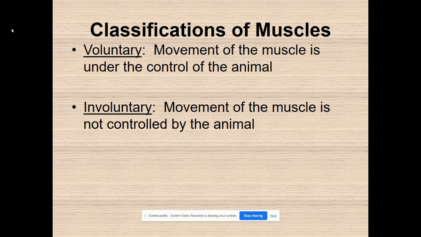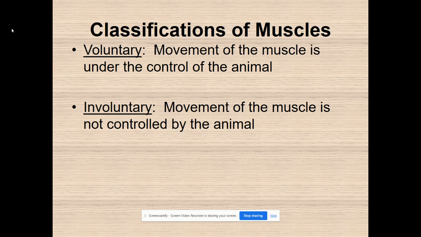When we classify muscles in animals, and this goes for humans as well, we typically classify them as voluntary and involuntary. A voluntary muscle is the muscles I engage if I reach my arm out and punch you in the nose. I thought about that, I controlled my muscles, and I punched you in the nose. An involuntary muscle movement is a muscle movement that happens that I have no control over.